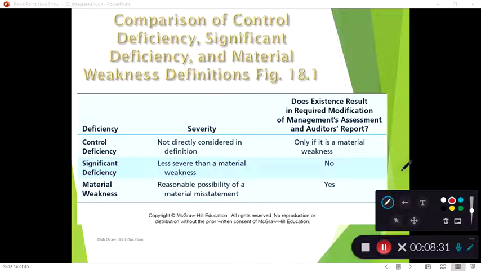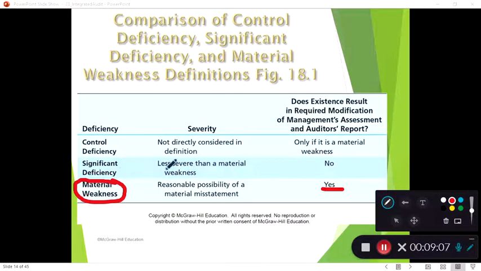Okay, so do we need to modify management's assessment of internal controls based on the three levels? Again, let's start with the highest one. We've got a material weakness. Again, there's a reasonable possibility that a material misstatement was not prevented or detected. Then yes, we need to modify that assessment. So that clean assessment you saw from Lowe's would not be stated that way if there was a material weakness. That would have to be disclosed.